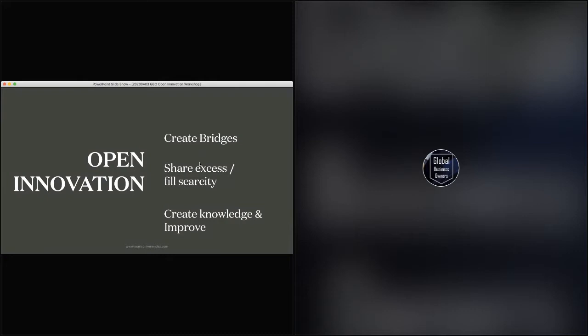But I like a lot this concept about sharing access and feeling scarcity. And also for me, this connects with the abundance thoughts and the Singularity University ideas they propose about escalating and creating value.